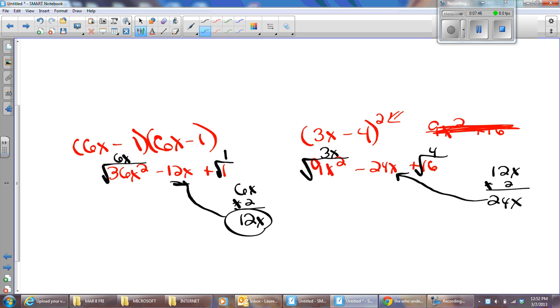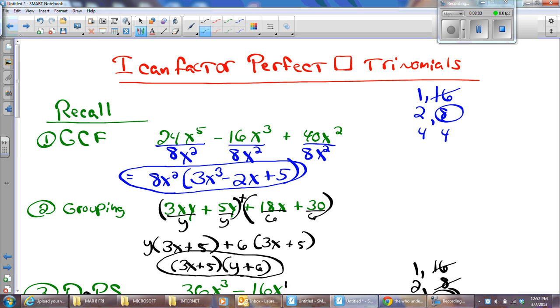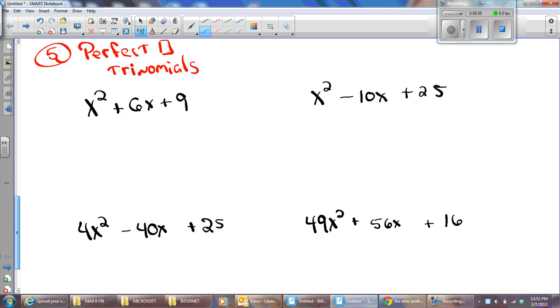When we have a perfect square trinomial, those things will be true. First term will be a perfect square, last term will be a perfect square. If I multiply the square roots, get their product, double it, I'll get the middle coefficient. If that happens, then I have a perfect square trinomial. It makes it super simple to factor. So let's see how to do this.